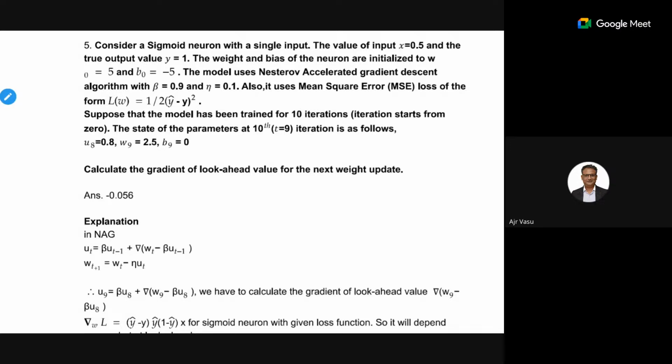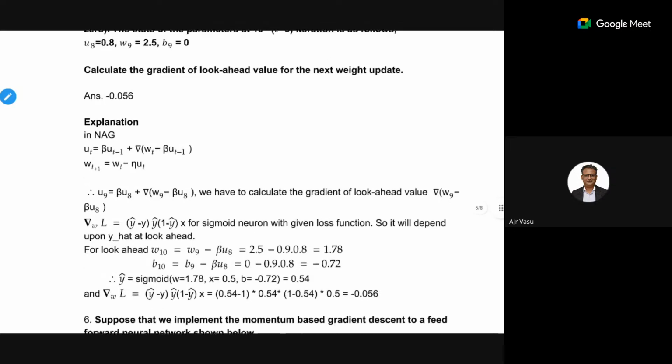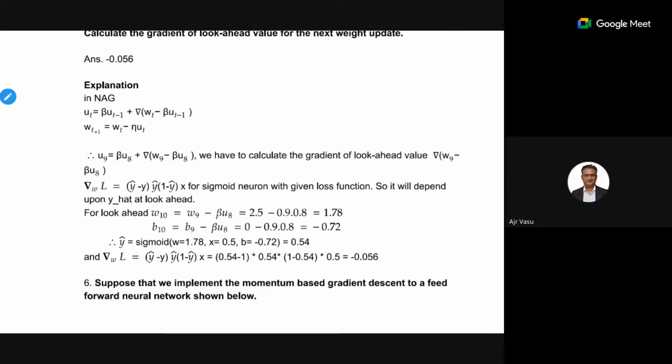So 10th is my update, right? So W10. That's what I figured out. But before doing W10, I will do W9 minus beta U9, so U9 I will require, and in U9, that U8 will be there. If you see here, U9 is equal to beta U8 minus del, this is correct. This is the look ahead value, W9 minus.